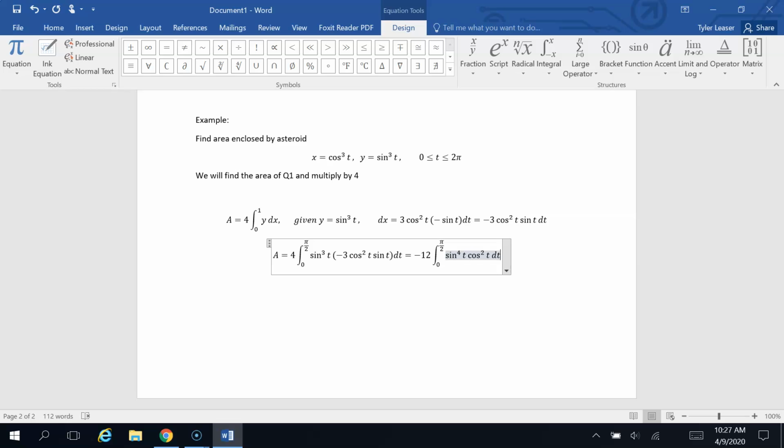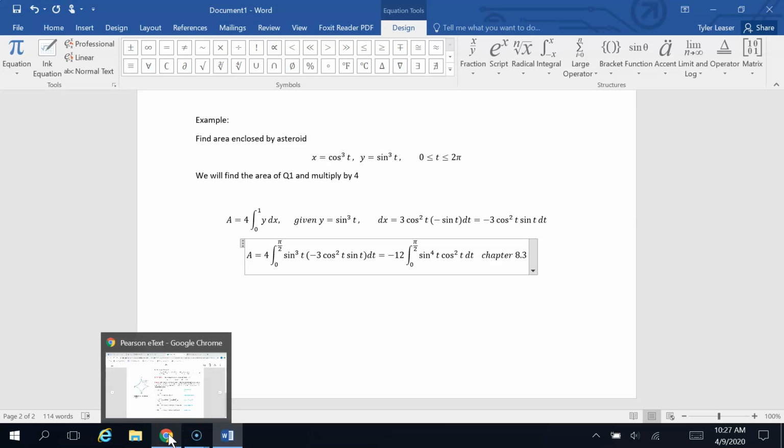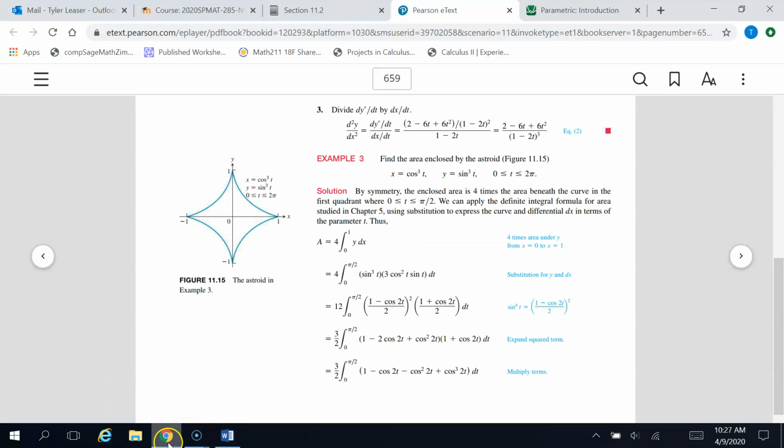And then you just do that integral, and that integral sucks, but it is something that we saw back in chapter 8.3. So remember, we looked at integrals where we have even or odd exponents on the cosines and sines. So I think I'll just go over to the book here real quick to show you the final answer, and then maybe I'll talk through it at the end of the video.